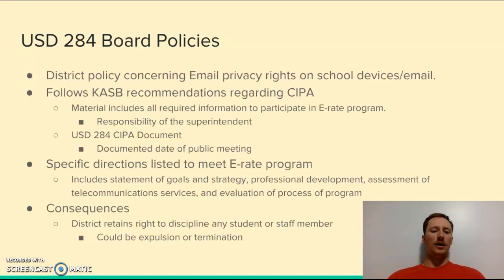Next, consequences for our district. Our district does detail certain consequences if staff or students do not use the devices properly. It does say the district retains the right to discipline any student or staff member for improper use, and that could be expulsion for students or termination for staff members.